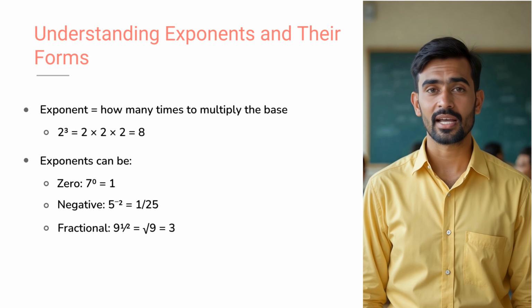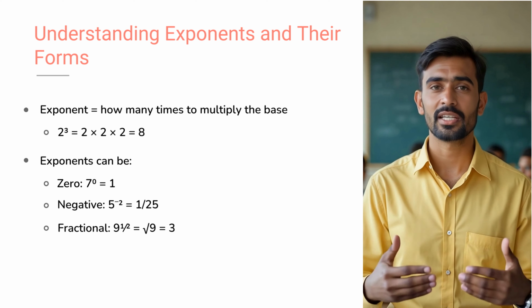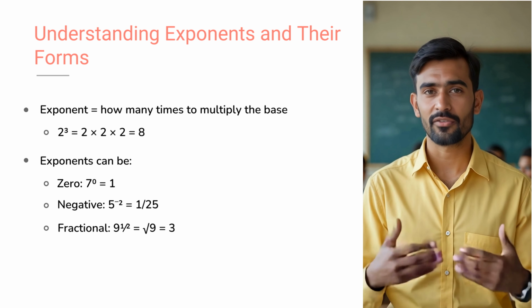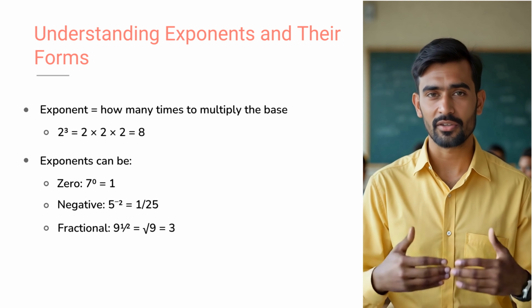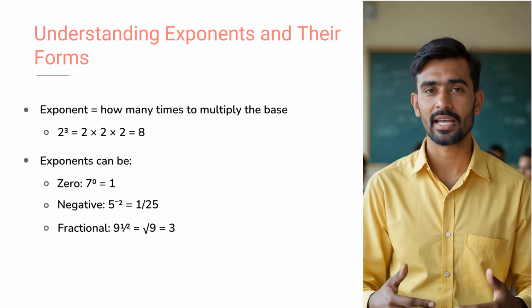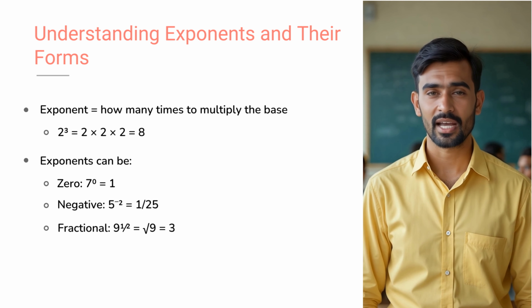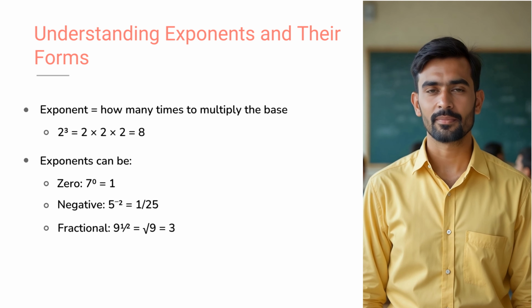But wait, that's just the beginning. Exponents can also be 0, like 7 to the power 0, negative, like 5 to the power minus 2, or even fractions, like 9 to the power 1 half. And yes, they all follow certain rules and patterns. That's where exponent laws come in.